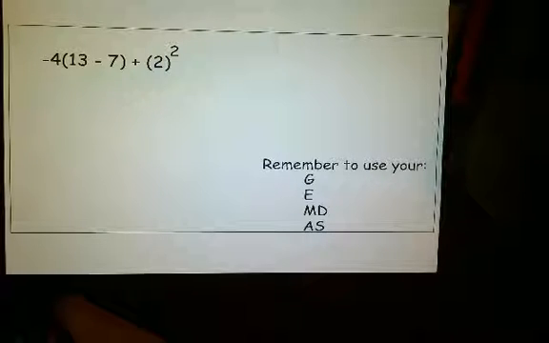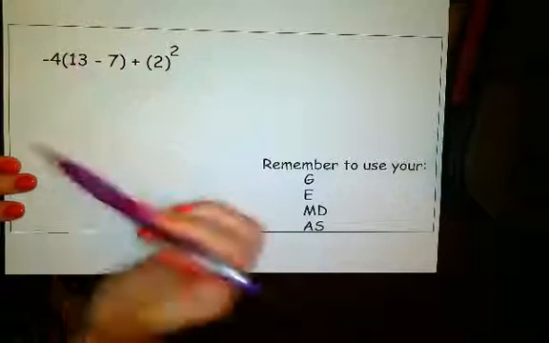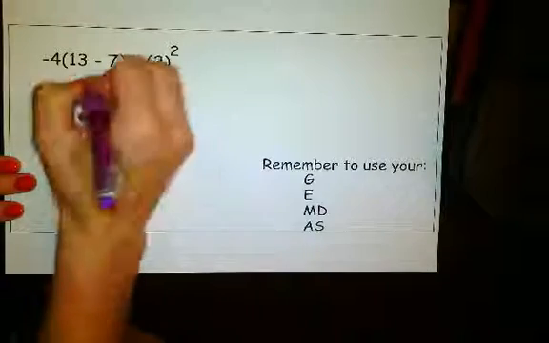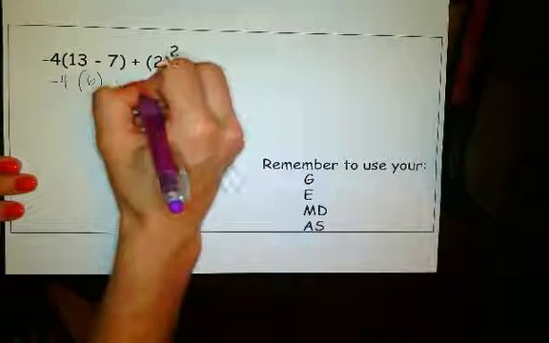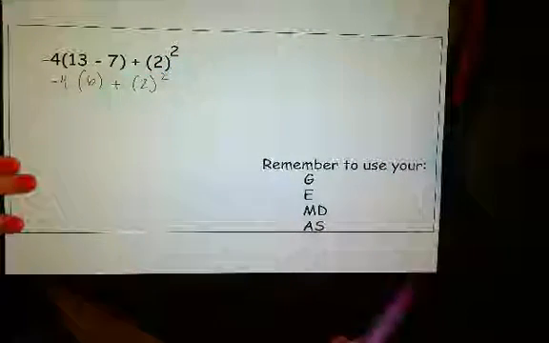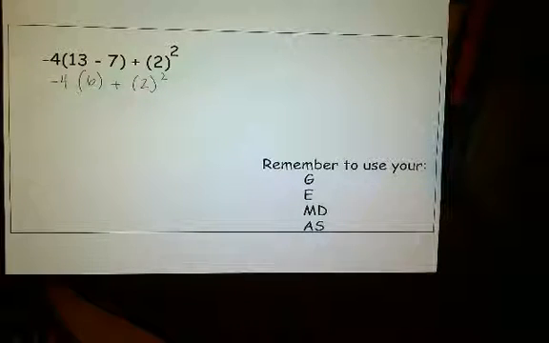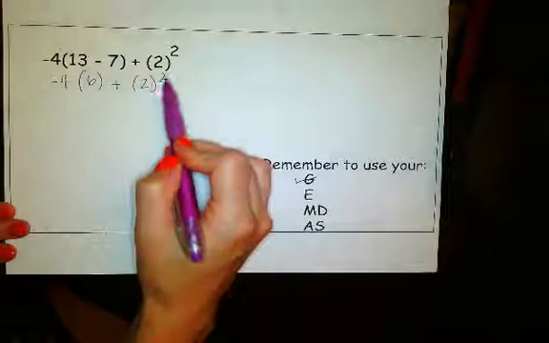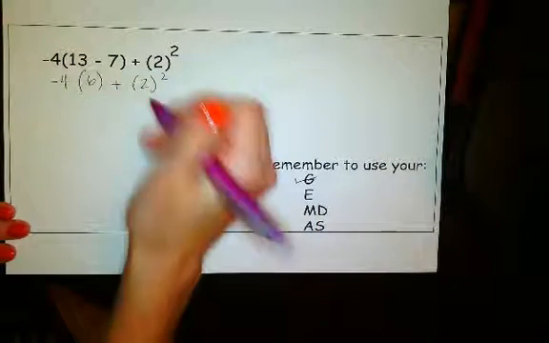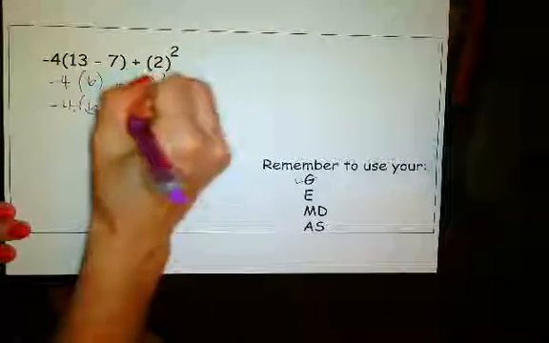Alright, so you had about a minute to get started there. And remember, we're going to start with our grouping symbol. So I'm going to start with 13 minus 7, and that is 6. And I'm going to copy down everything else exactly like I see it. Now, I do see more grouping symbols in this problem, but there's nothing inside of those groupings that I can work, so I'm going to go ahead and check it off. I do have an exponent. I have 2 squared, which is 4. And I'm going to copy down everything else exactly like I see it.